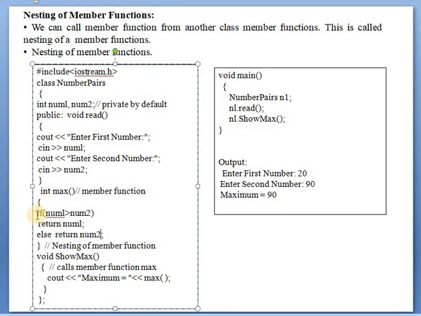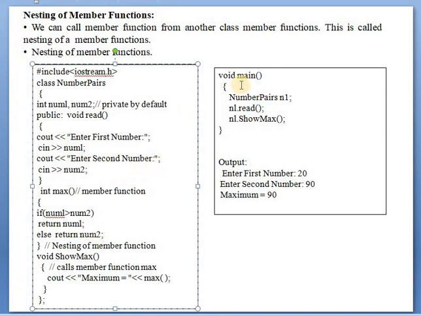The definition of the function is here. If number 1 is greater than number 2, it will return number 1, that is the largest number, else it will return the second number. So now the nesting of member function, see here, void show max, cout maximum. Now we require the max number, so we are using the max function.